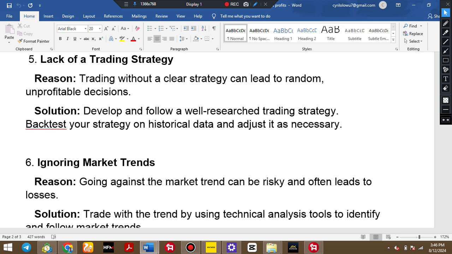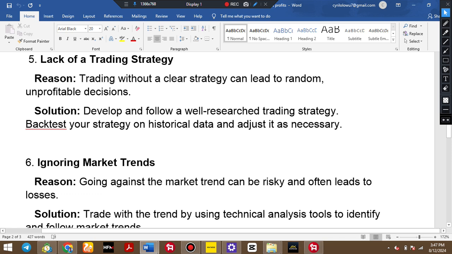So such a trader doesn't have any strategy, because a trader who has a strategy will definitely put a strategy in place, backtest it so many times, then ascertain the profit to loss ratio. If it gives more profit than losses, then you make sure you continue using that strategy. So if you're a trader and you don't have a specific strategy, it can also lead to lack of consistent profit making. So the solution is develop and follow a well researched trading strategy.